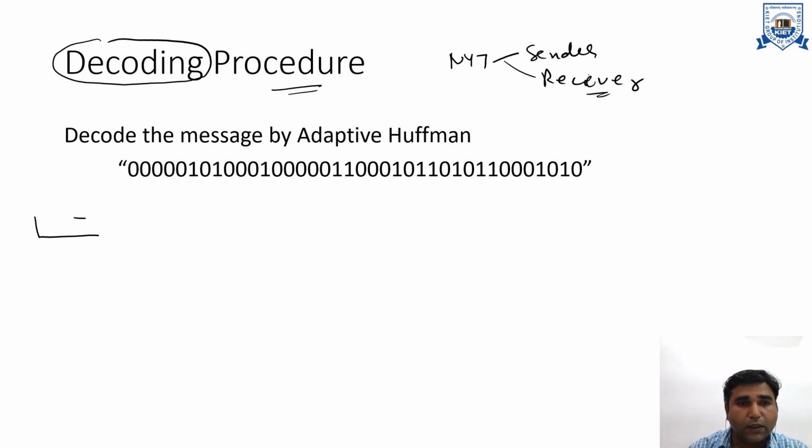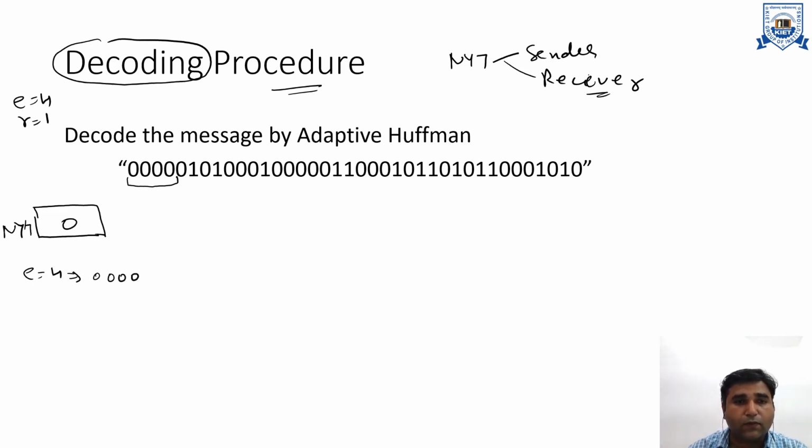This is the NYT node at the receiver side, having weight 0 always. Now as per the rule, when there is an NYT node, we have to read e bits, where e equals 4 and r equals 10. So we have to read the first 4 bits. If we consider e equals 4, the first 4 bits are 0000, four times 0.